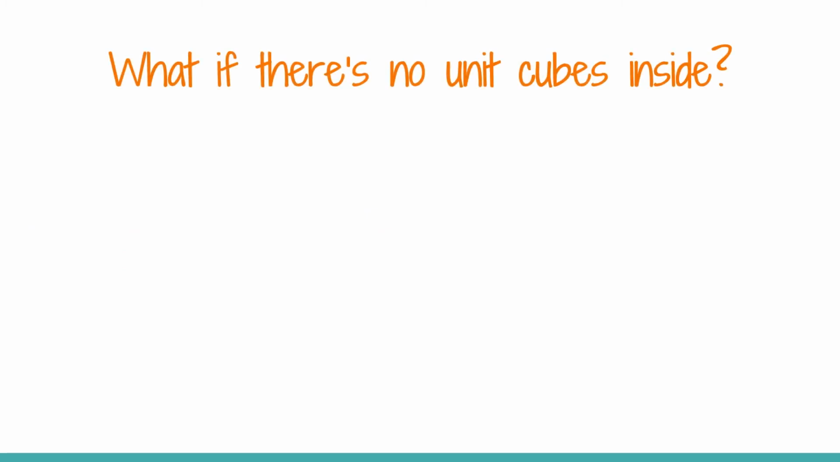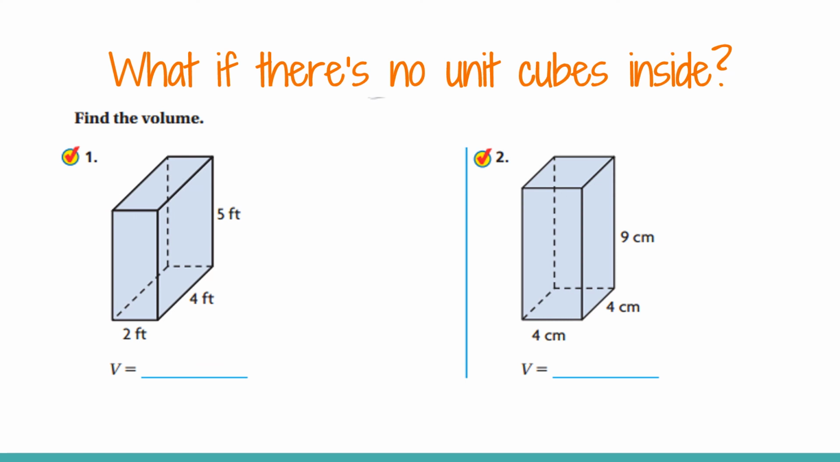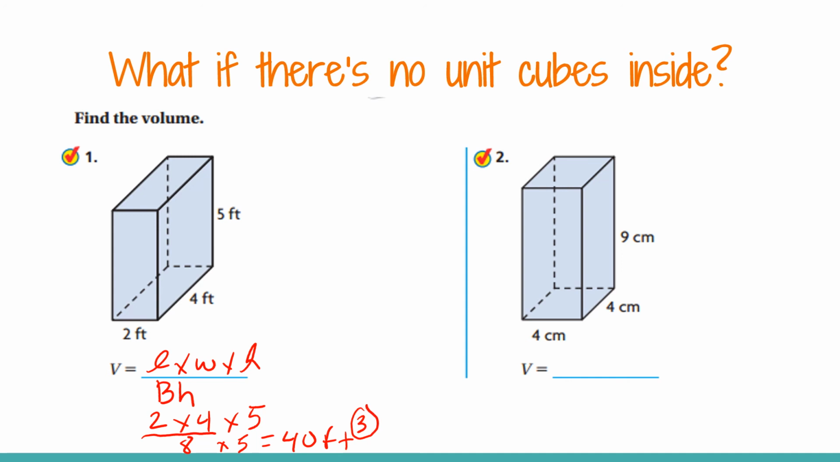So what if there's no unit cubes inside? What if there aren't any little squares or cubes to show me? That's when the volume formula comes in. Length times width times height, or big B times height. In this case, we have 2 times 4 times 5. 2 times 4 is 8, times 5 equals 40 feet cubed, because even though we can't see them, these units are still going to be in the shape of a cube, and they are feet.